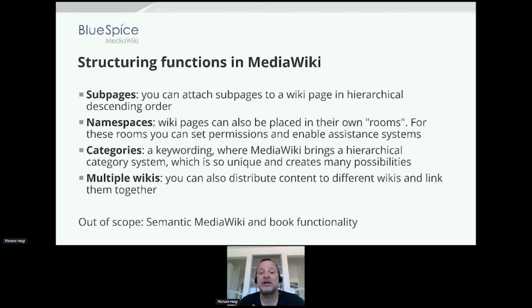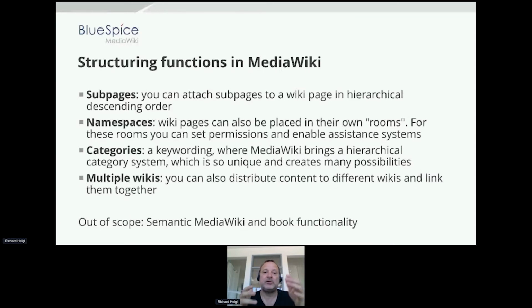Categories are keywording through the whole wiki, on nearly every content page, a category system. And what can I also do? If I can put everything in one wiki, then I can work with multiple wikis, for instance for different languages, and things could be linked to each other. What I'm not talking about is Semantic MediaWiki and the book functionality. Those are also options for structuring within BlueSpice, but let's focus on the rest.